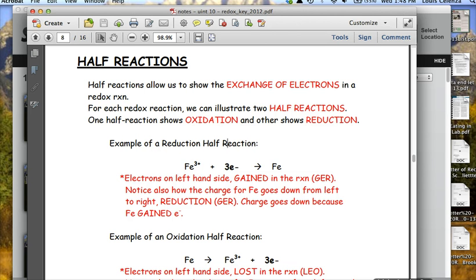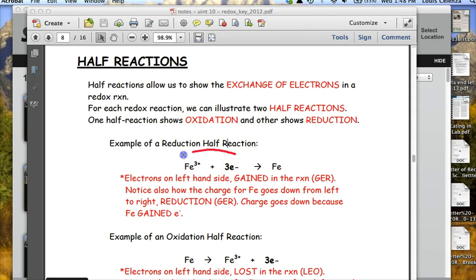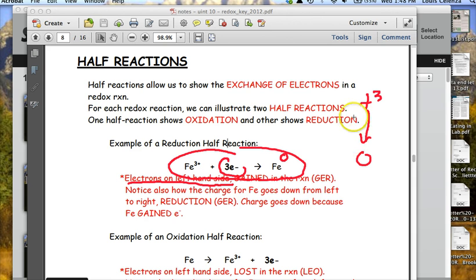And you just have to remember a couple of things, and we kind of touched on this earlier. If you take a look at, for example, right here, that's an example of a reduction half reaction. Now, what do you notice about it? Well, two things. Notice that the electrons are on the left-hand side. You should remember that. Also, notice the oxidation number. Since there's no number here, it's obviously 0. The oxidation number went from +3 down to 0. So that is reduction, that is a gain of electrons.